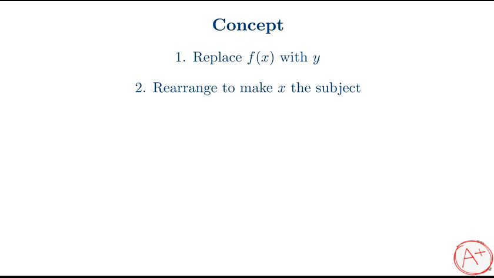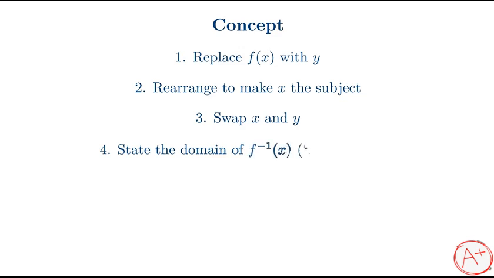Third, we swap the variables x and y to write our final expression for f inverse of x. Finally, and most importantly for Cambridge examiners, you must state the domain of the inverse function. Remember, the domain of the inverse is identical to the range of the original function. Without this step, you will often lose the final accuracy mark in your exam.